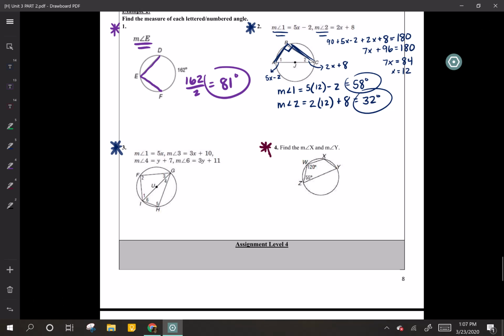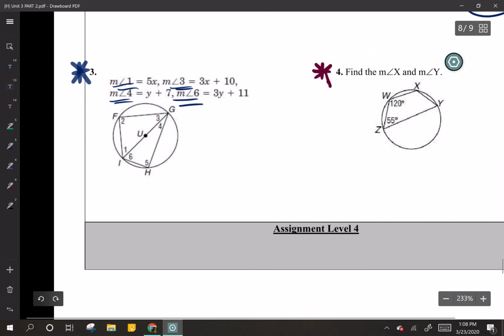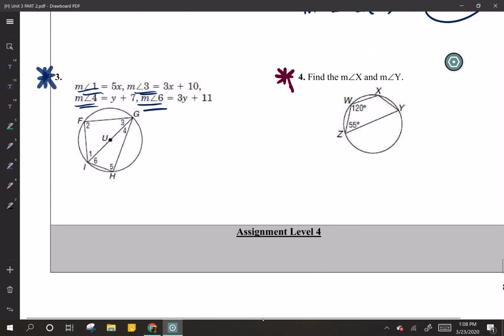Okay? Number 3, we're going to use the same theorem, and we're going to do the same exact steps, but I just have to do it twice. Because if you look at number 3, I have 4 angles to solve for. Angle 1, angle 3, angle 4, and angle 6. They tell us that angle 1 is 5x, and angle 3 is 3x plus 10.